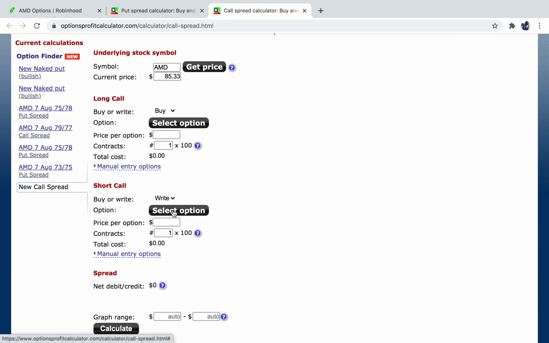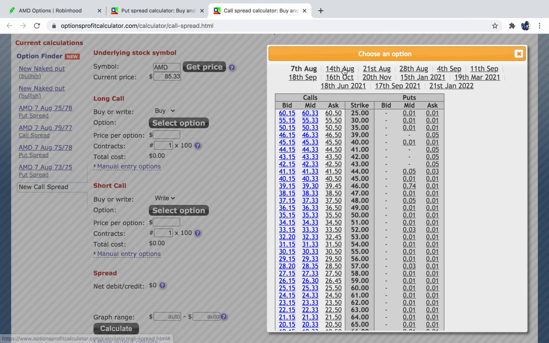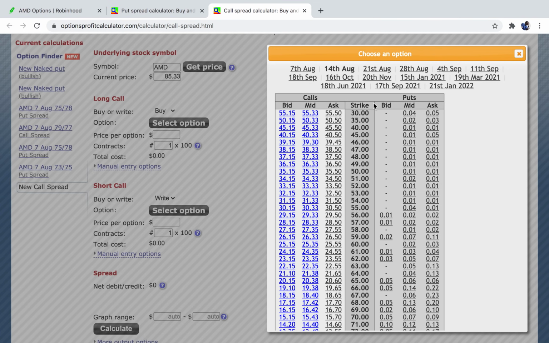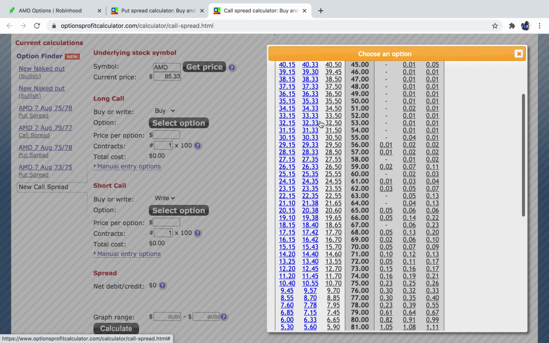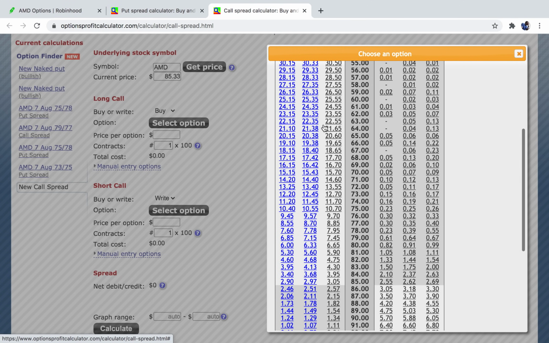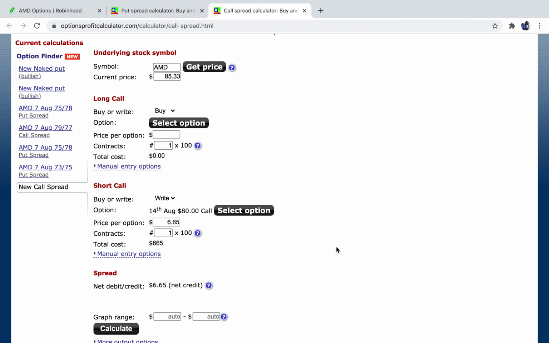So again, let's first start off with selling the calls. And again, we're going to choose the exact same expiration as the other one. And again, calls are on the left. So we're going to sell a call. I'm going to choose the exact same strike price we chose for the put that we sold. So we're going to do $80. Okay. So we're writing or selling an $80 call expiring on August 14th. And so for this, we're going to receive $665.